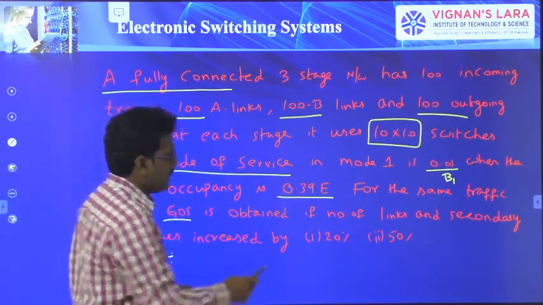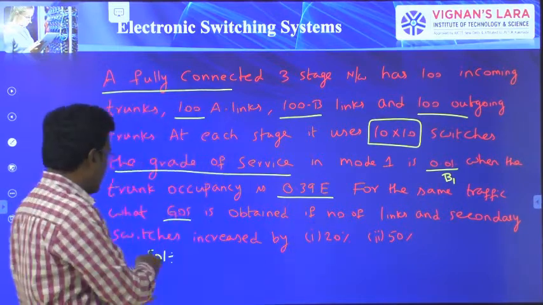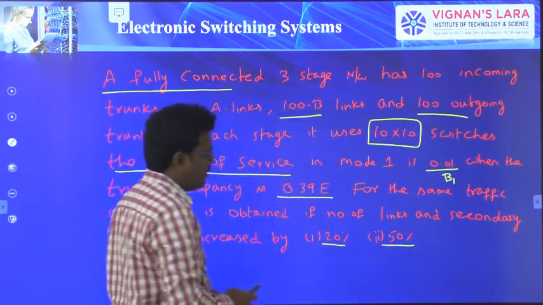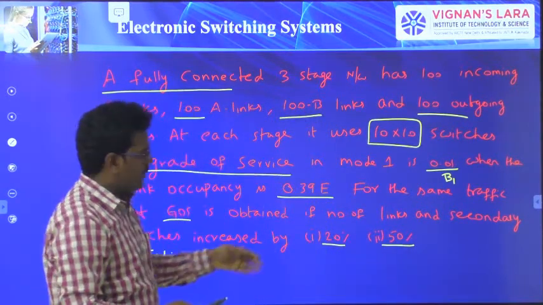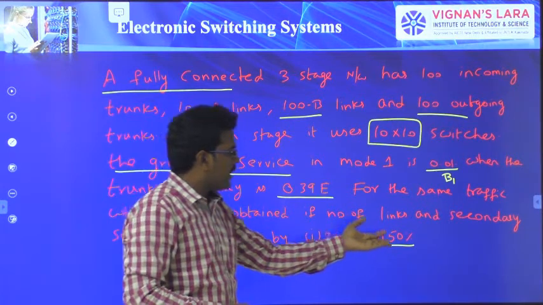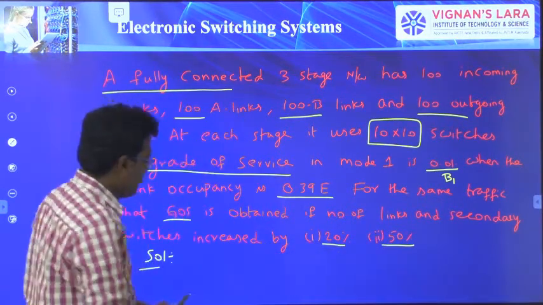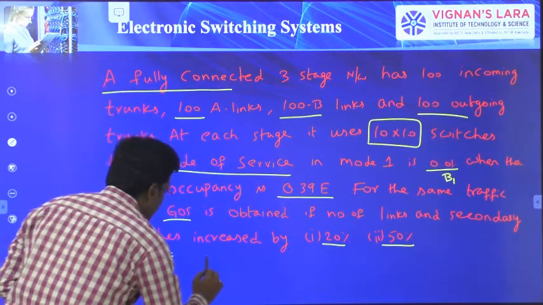GOS if the number of links and secondary switches are increased by 20% and 50%. So if it is increased by 20%, it becomes 120. If it is increased by 50%, it becomes 150. Okay. Now we have to find out the values here.